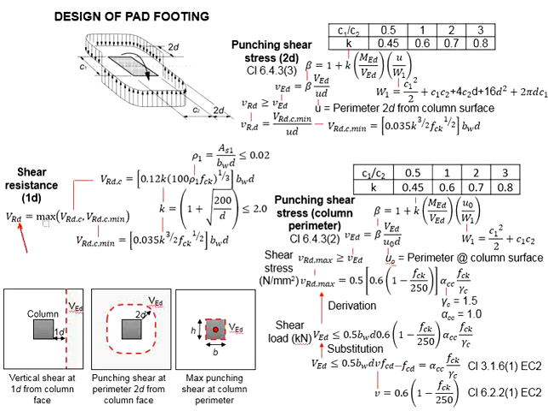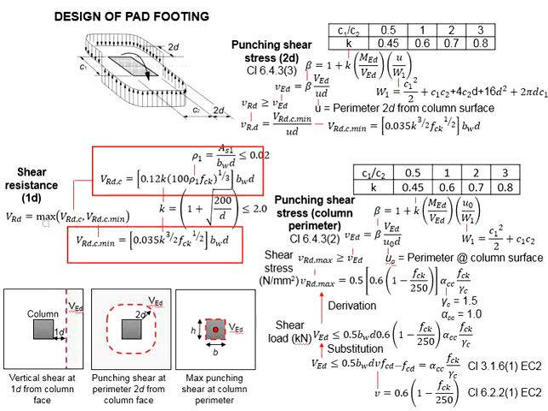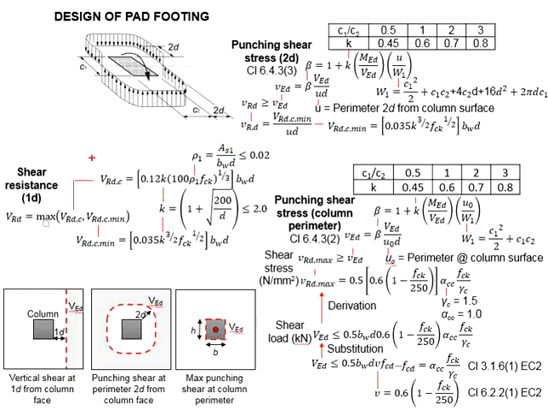To determine the shear resistance, there are two equations. We have VRdc and also VRdc minimum. VRdc means the shear resistance of the concrete, taking into consideration the reinforcement embedded in the pad footing. As for the VRdc min, it considers the shear resistance of the concrete only. We will need to choose the bigger value of the two as the shear resistance of the pad footing.